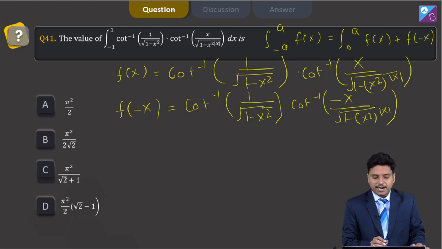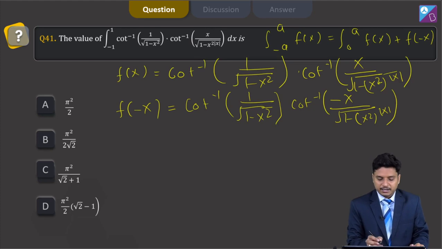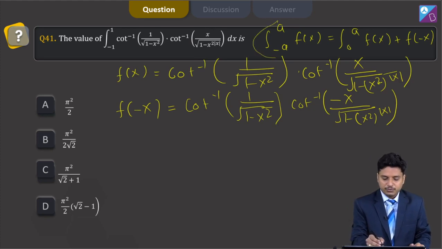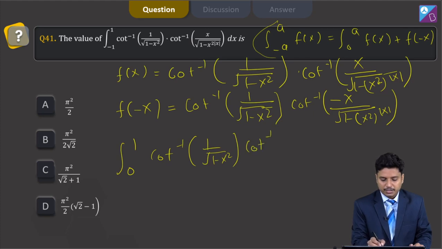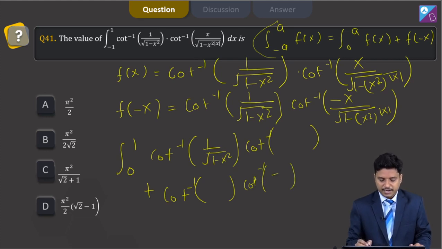So f of x and f of minus x are already there. So now we have to try and use this property. So what will it be? It will be 0 to 1, f of x is cot inverse 1 upon under root 1 minus x square, cot inverse of this term, and plus in the f of minus x section you will have cot inverse 1 upon under root 1 minus x square, and the second term will be cot inverse in terms of negative.